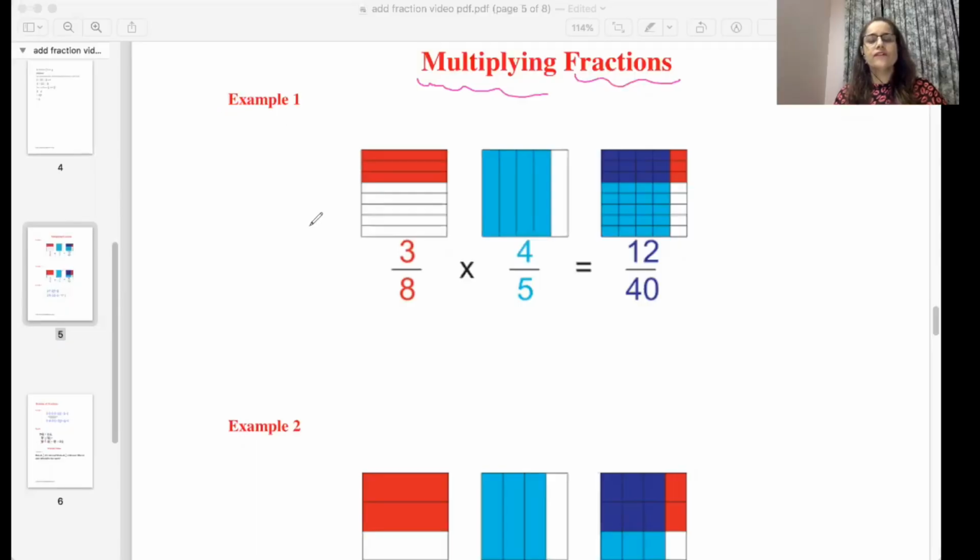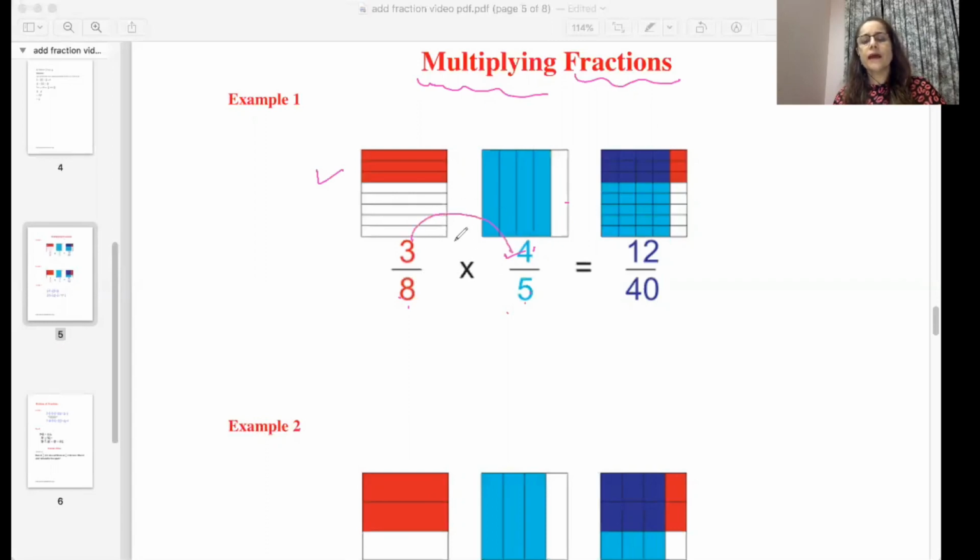So let's start. The first example we are taking: out of 8 equal parts, 3 parts are shaded. So this is 3 by 8. Out of 5 equal parts, 4 parts are shaded. This is 4 by 5. Now how to multiply these fractions?